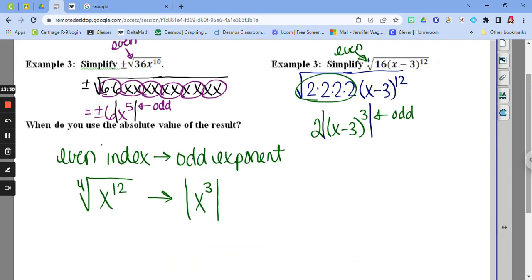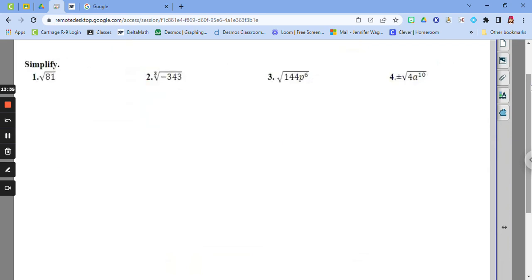Okay. What's the square root of 81? What is the 3rd root of negative 343? Negative 7. So again, keeping that in mind.